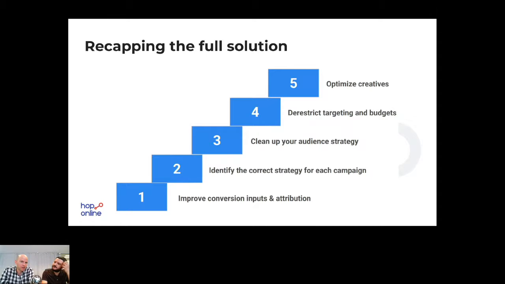Most of what we talked about today is step one here, which is improving conversion inputs and attribution. And this is a really, really important step to ultimately get you where you want to go. But there are several more steps, and I think that this is too much to cover all in one webinar, and these might be topics of future webinars, but I do want to reference them so you can put this into the bigger picture.